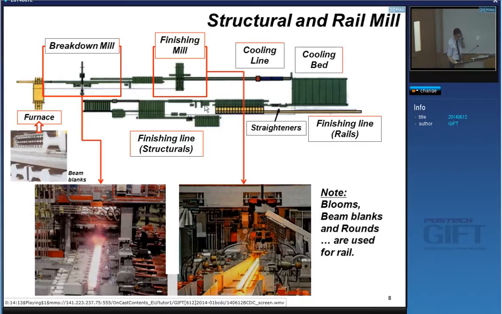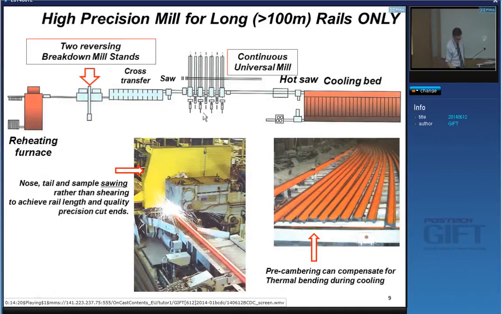Right, so let's see here in more detail what we have in a modern rail making line: reheating furnace, breakdown mill. Here you have reverse rolling, so the material goes back and forth a few times. Then you transfer it to a continuous universal mill. In a continuous universal mill, the rail goes in one direction. You've got these special mills that will do the shaping of the rail, and then you have a hot saw before the cooling.